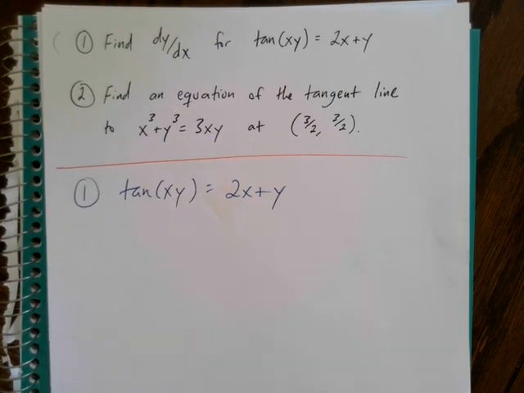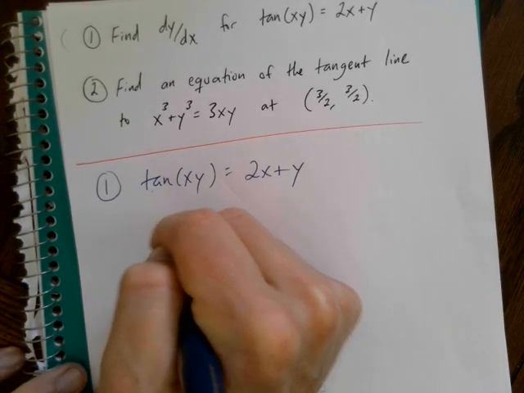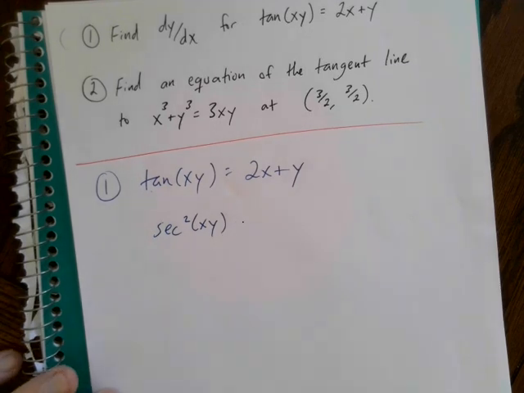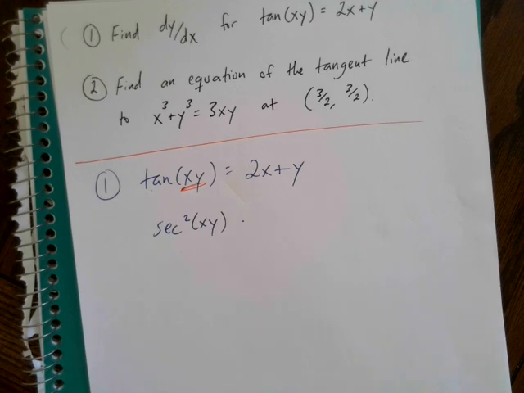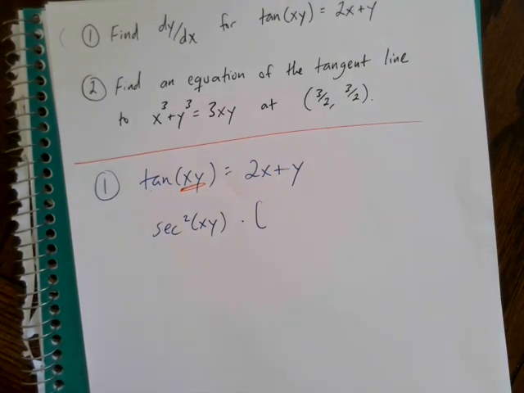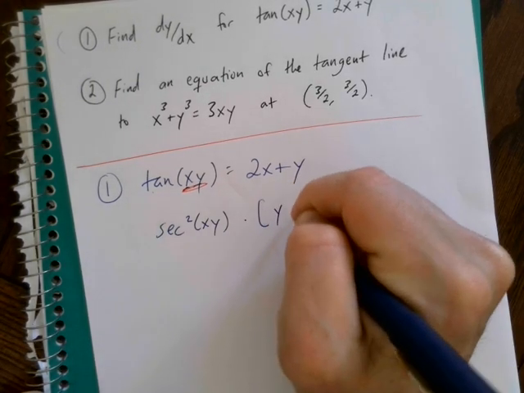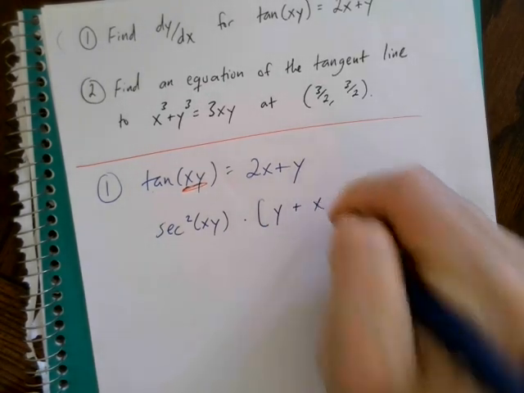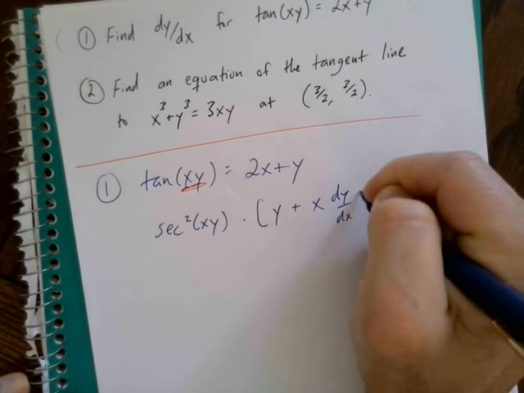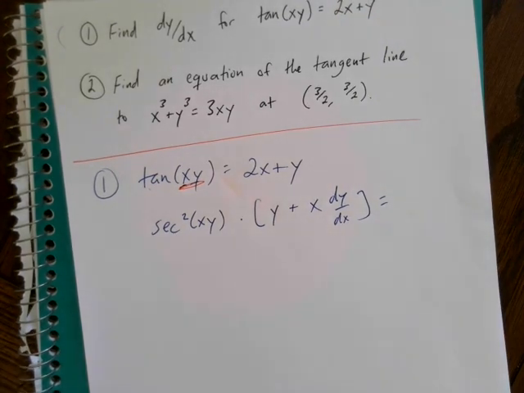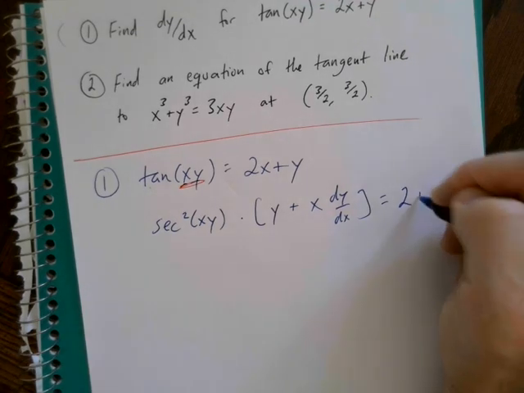We just differentiate implicitly. So first, tangent of xy differentiates to secant squared xy, and then times the derivative of whatever is inside there, chain rule. X times y needs a product rule, right? Because we have x times y. So it's the derivative of x times y, 1 times y, plus x times the derivative of y, which is 1 dy/dx. So that's our left side's derivative. The right side, 2x differentiates to 2, y goes to 1 dy/dx.